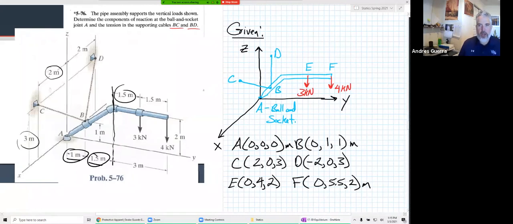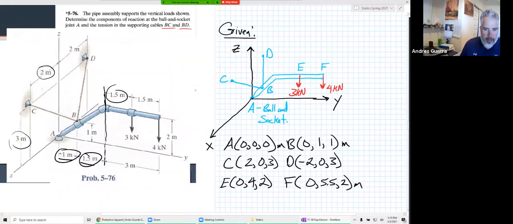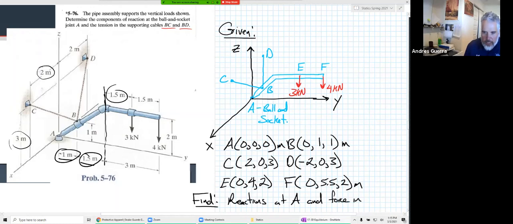Okay, so we've got all of our given information there. And what they're asking us to find for this problem, and I'll squeeze this at the bottom of our page there, is the reactions at A and the force in CB and DB, or we could call them BC and BD. Whatever. Doesn't matter what order we put those letters in.